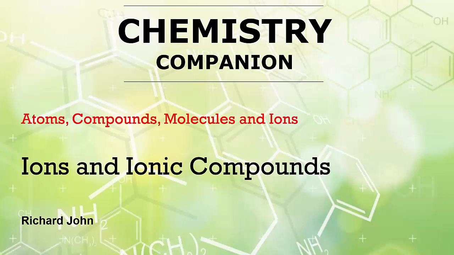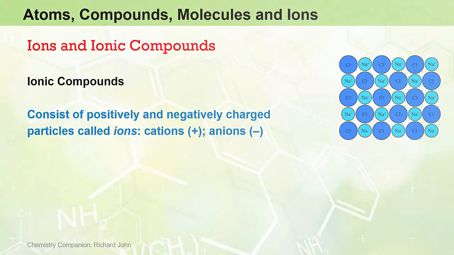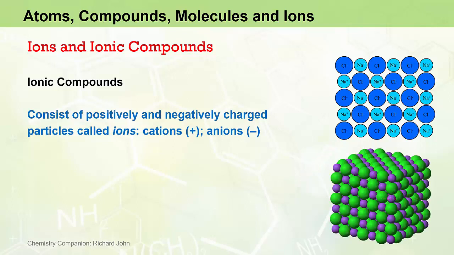In this video, we look more closely at the formation of ions and how ions come together to form ionic compounds. We'll start by reminding ourselves that ionic compounds consist of positively and negatively charged particles called ions. The positively charged ions are called cations, and the negatively charged ions are called anions. And these cations and anions are arranged in a solid, three-dimensional, semi-infinite lattice of alternating positive and negative charges.